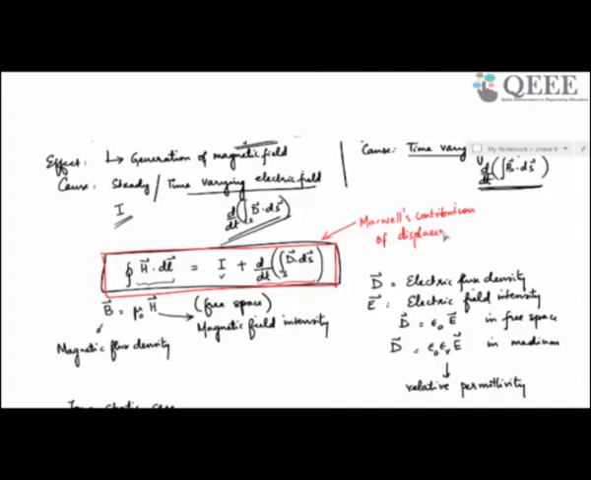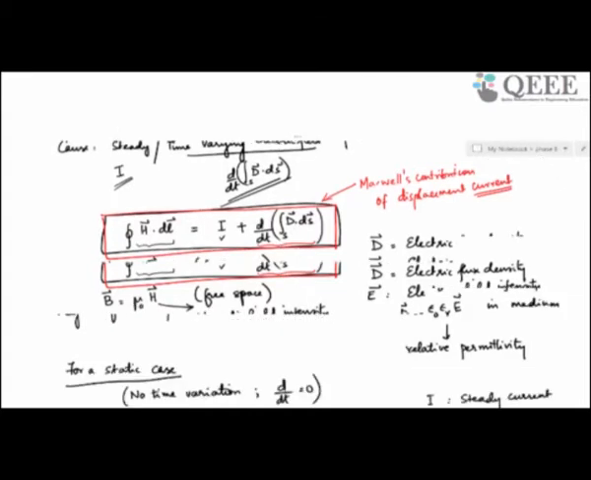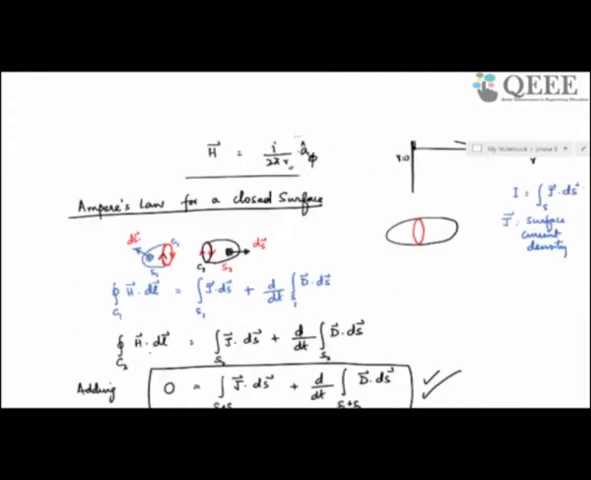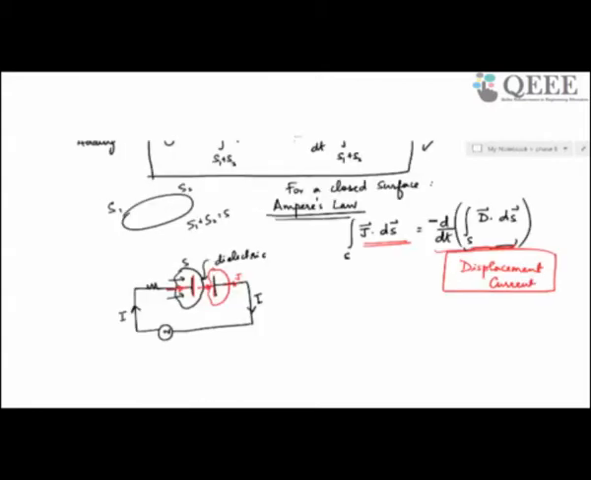Displacement current. It is called current just because it has the dimension of current. It is called displacement current simply because it is defined through the electric flux density. Okay. So now we are equipped with two laws, Faraday's law and Ampere's law.